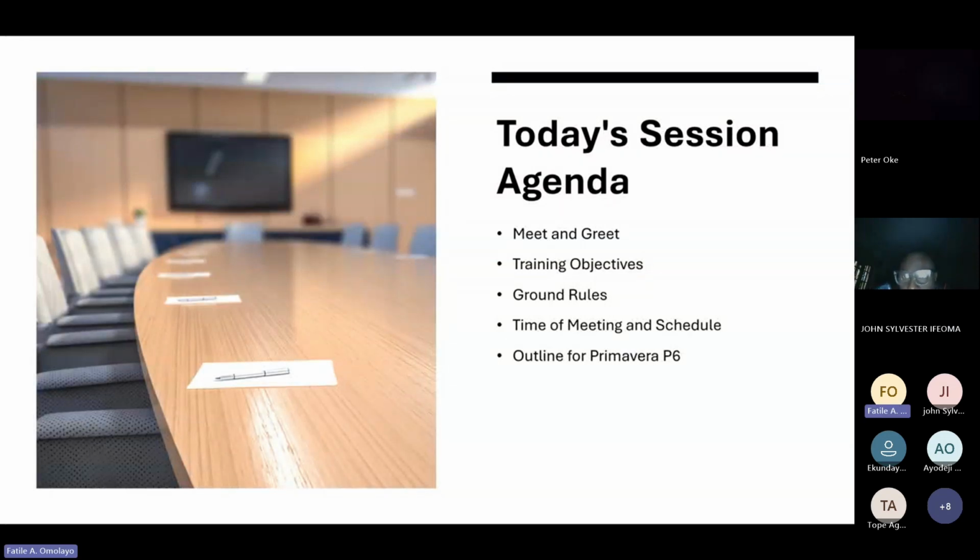We are also going to look at the time of our meeting. We're going to look at the schedule. What are the things we need to learn? What are we learning in week 1? What are we learning in week 2? What are we learning in week 3? All right. Then we are going to look at the outline for Primavera P6.